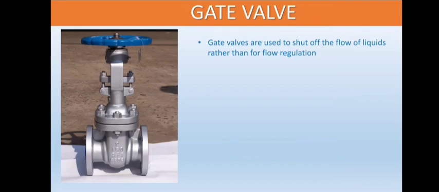Gate valves are used to shut off the flow of liquid rather than for flow regulation. Means a gate valve is not used for controlling any flow, rather it is just used for on-off purpose, like shut off or shut on, like this.